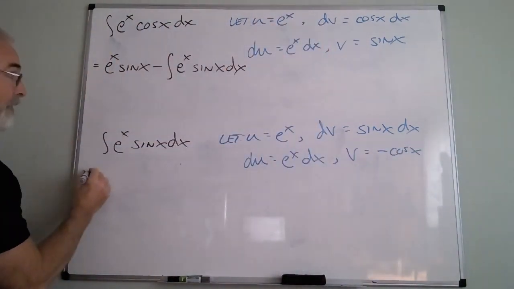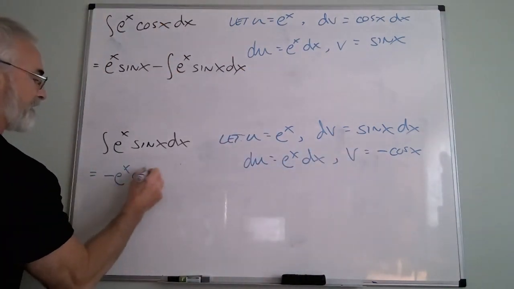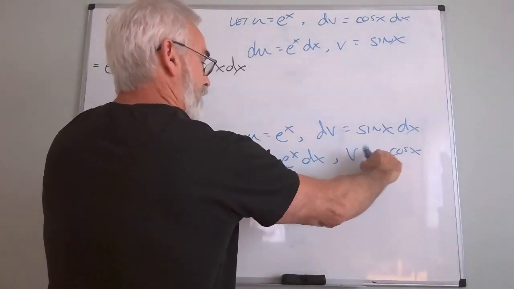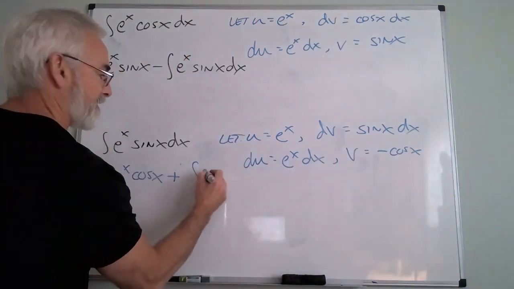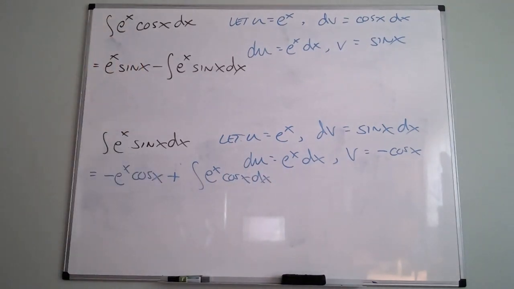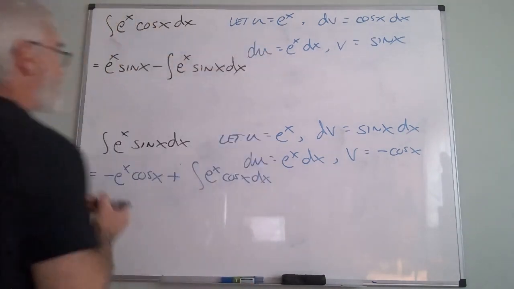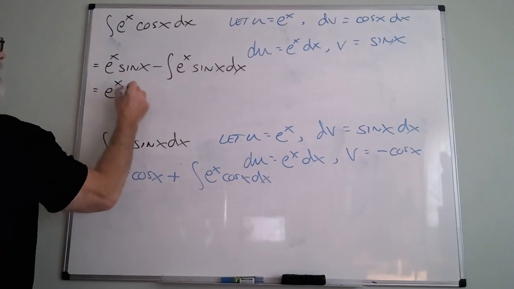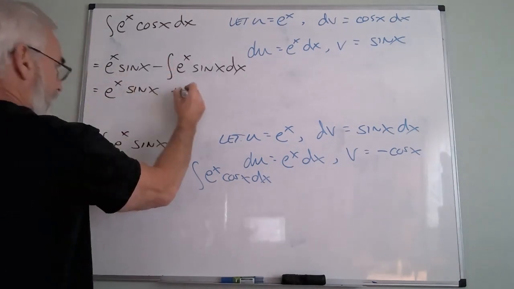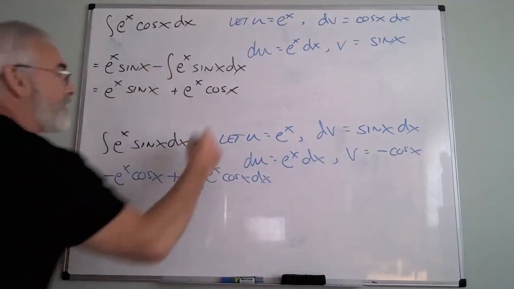So this quantity here will now be uv. So negative e to the x cos x minus the integral of v du, but that was already a minus. So that will be plus e to the x cos x dx. Okay, so now when I substitute this in for this gives me e to the x sine x minus this, so that would be plus e to the x cos x minus this.